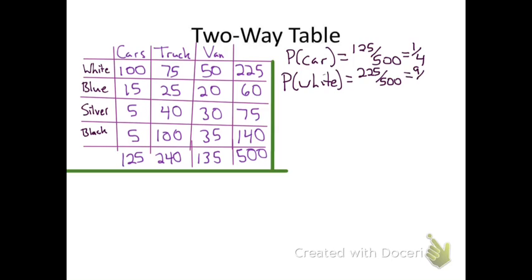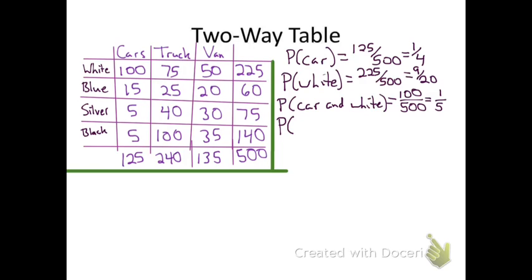And this becomes 9/20. Now, let's start putting these together. What if I said the probability it's a car and it's white? Now, if it's a car and white, it has to meet both conditions. So it has to be in this column, and it has to be in this row. And there's only one that does that, and that's the 100 right here. So this is going to be 100 over 500, or 1/5. So it's car and white.